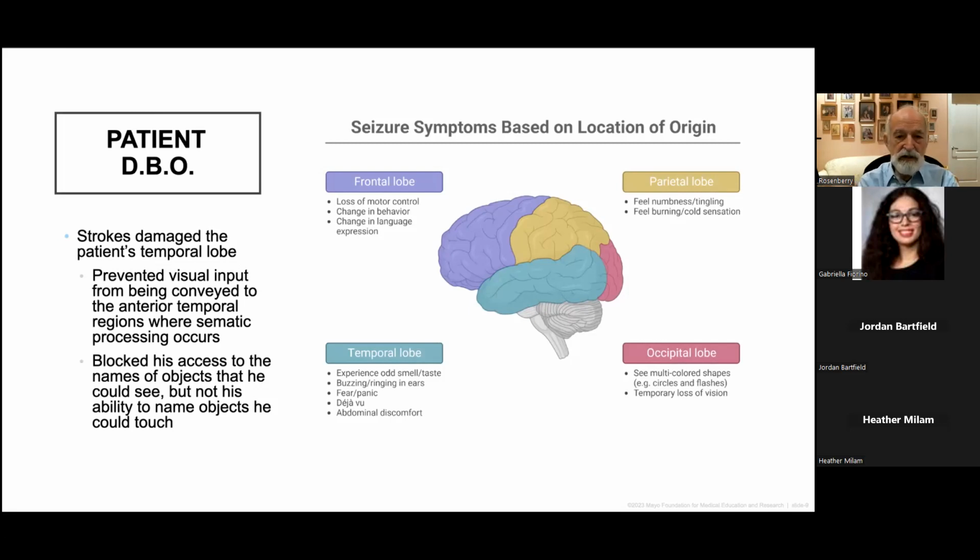So his sensory neurons that were involved in touch were fully intact, but his ones associated with this visual ability were interrupted.